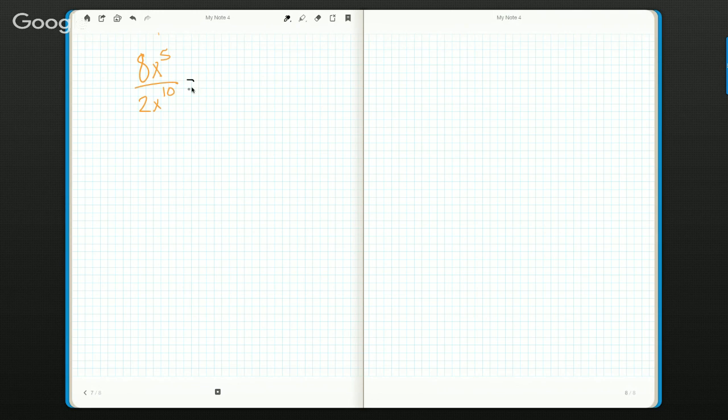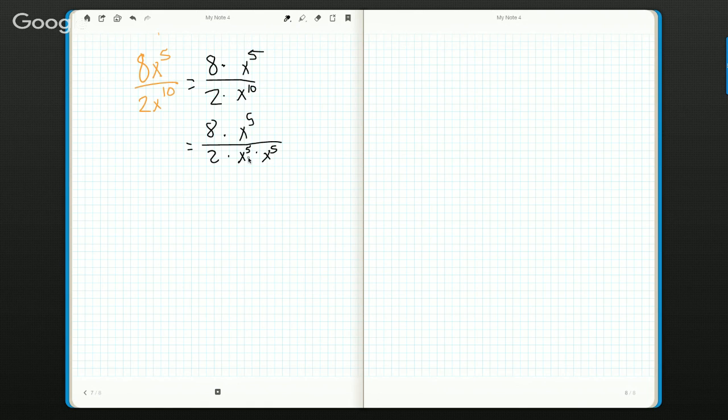So now we're simply going to do it like this. We're going to say 8 times x to the 5th over 2 times x to the 10th. And we're just going to put together some rules that we already know. So we're going to leave this as 8 and 2 for now. On the top, we're going to put our x to the 5th. And on the bottom, we're going to do our x to the 5th times x to the 5th. Remember, we're matching what we have on the top.